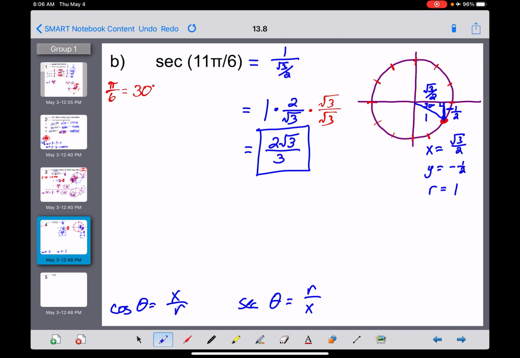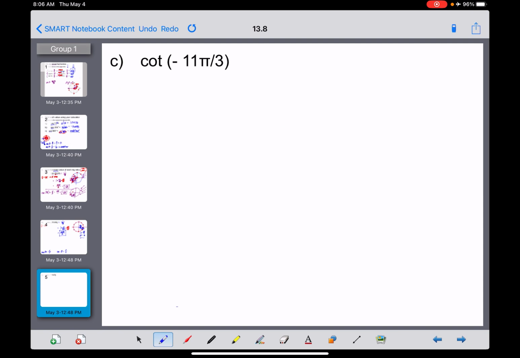All right. Hopefully we're looking at that and saying, okay, that's not too terrible. Let's take a look at this one right here. Cotangent of negative 11 pi over 3. So I threw a couple of wrinkles at you right here. For the first time, we're going with a negative angle, and 11 over 3 is pretty big. You might know already where I'm going with this one, but let's see what we've got.